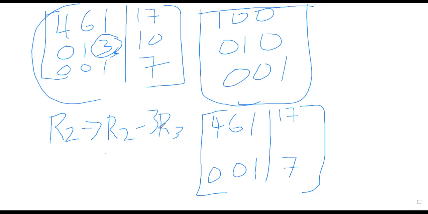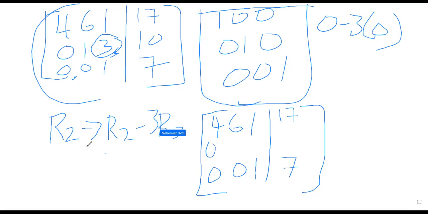So now row 2 is 0 minus 3 into bracket 0. So our answer will be what? 3 times 0 is 0. 0 minus 0 is what? 0. So we get it here.